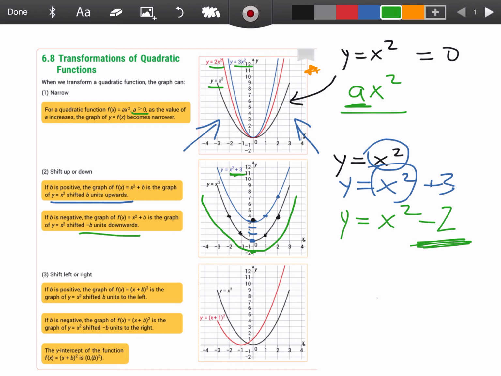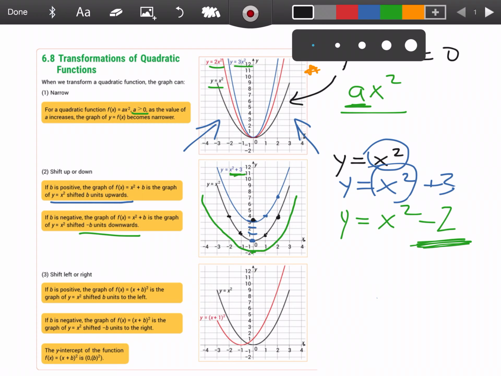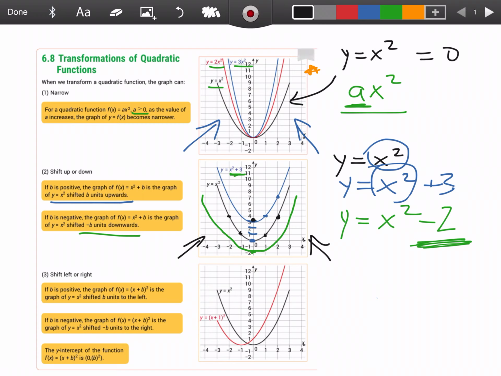The final part of this one is if the graph moves to the left or right. That happens when I add a number to the x value, and then it's all to be squared. So you can see it's in brackets. So the difference that you need to make sure we're clear on here is the difference between this second one that I've done and the third one, okay, that we're going to look at now.